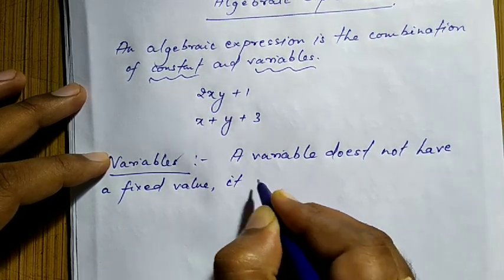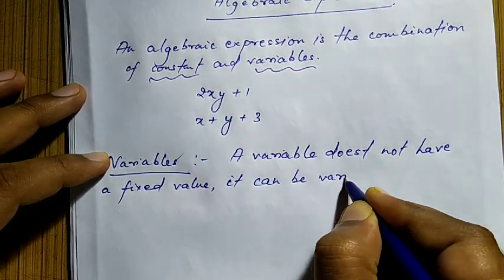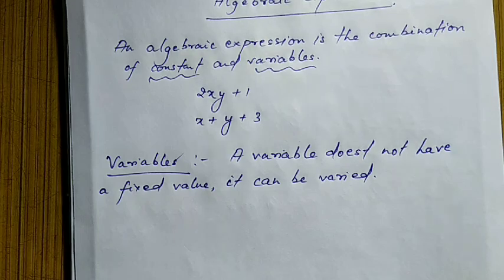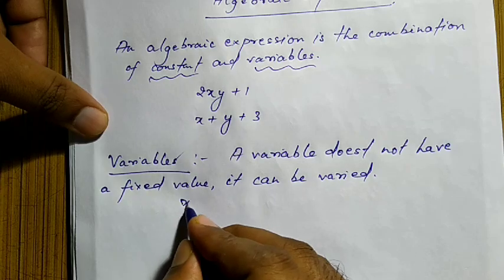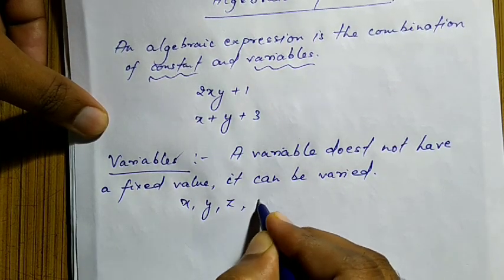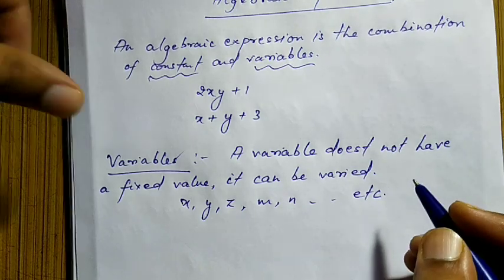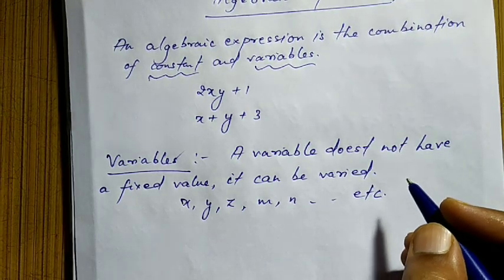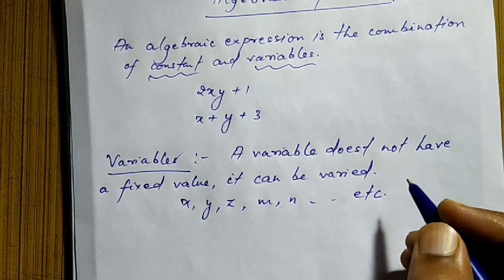Okay, it means it can be varied. It is represented by letters like X, Y, Z, M, N, etc. So you understand what a variable is: its value is not fixed, it can be varied.